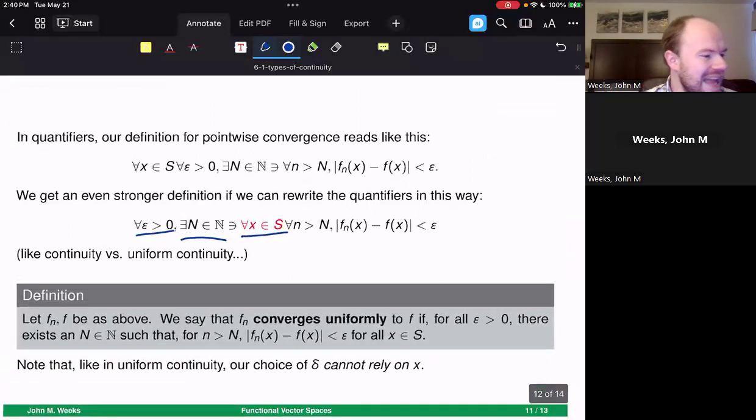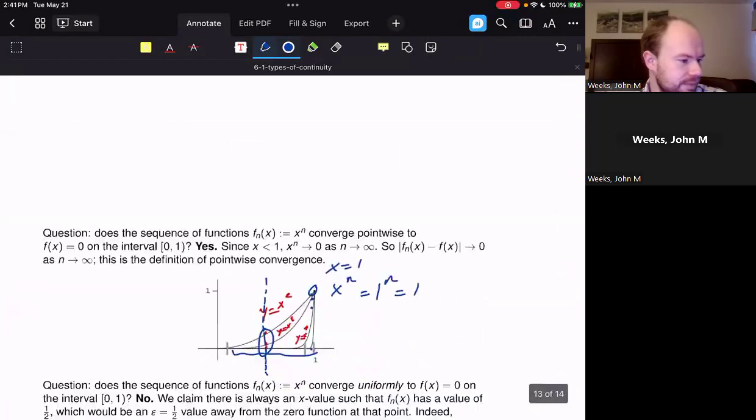So we'll say that that sequence of functions converges uniformly if for all epsilon there exists an n such that whenever you have an x inside of your set and any n value greater than that cutoff point you've chosen, then the y values in absolute value are less than epsilon. So our choice of delta cannot rely on x.